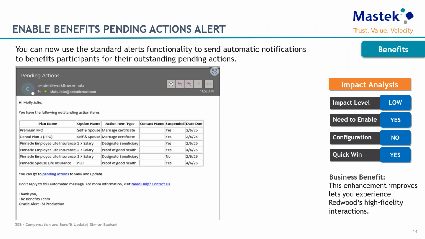The next is enable benefits pending actions alert. The new standard alerts functionality automatically notifies benefits participants about their outstanding pending actions. This enhancement reduces manual communication efforts for benefits administrators, saving time and improving efficiency in managing benefits related tasks.